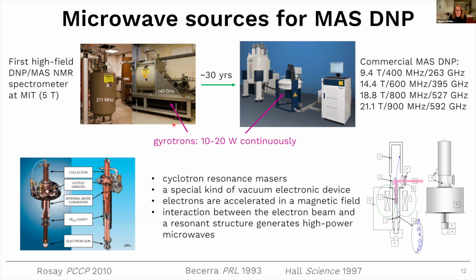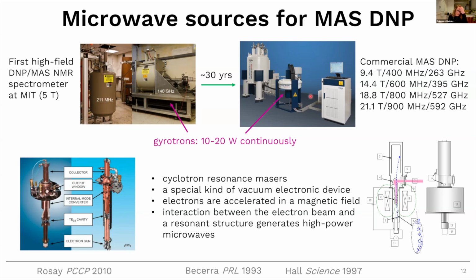So the microwave source is a gyrotron. And here you see a picture of the very first high-field MAS DNP spectrometer that was built at MIT. The gyrotron here was producing 140 gigahertz high-frequency microwave radiation continuously at a power of 10 to 20 watts. And also in the modern commercial MAS DNP instruments, the gyrotron is the source of the microwave radiation.